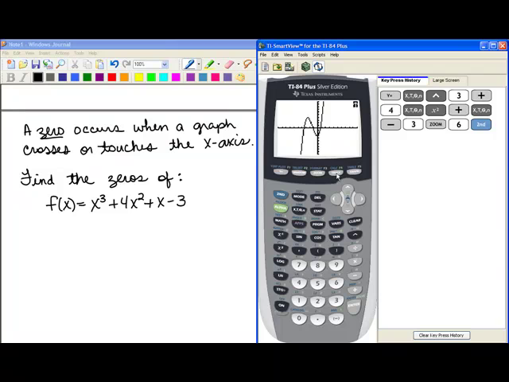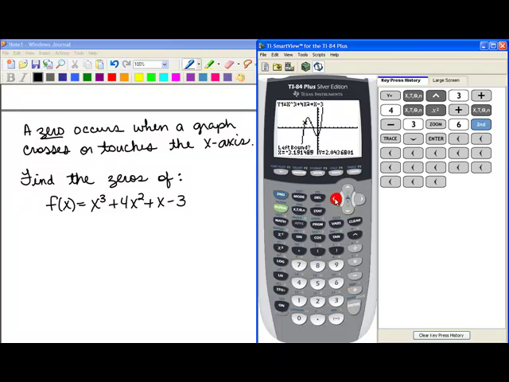Press second, calculate, and we see that command number 2 is zero. Choose that command. Now the calculator asks for a left bound, and then it will ask for a right bound and a guess, just like the maximums and minimums. So I'm going to start over on the left side. I'm going to find the first zero.